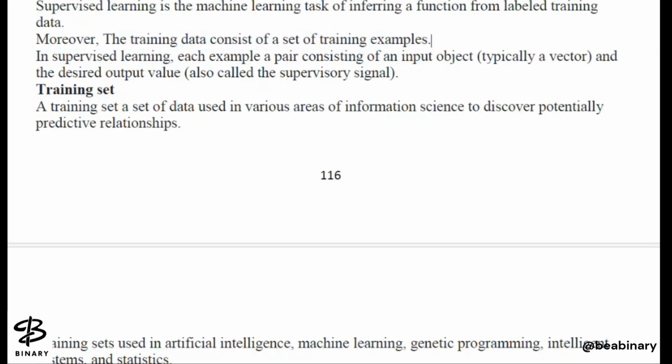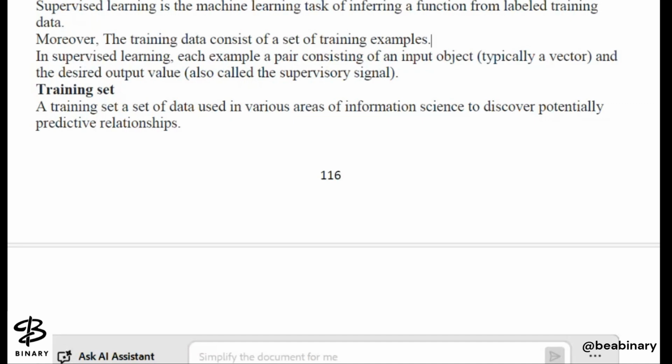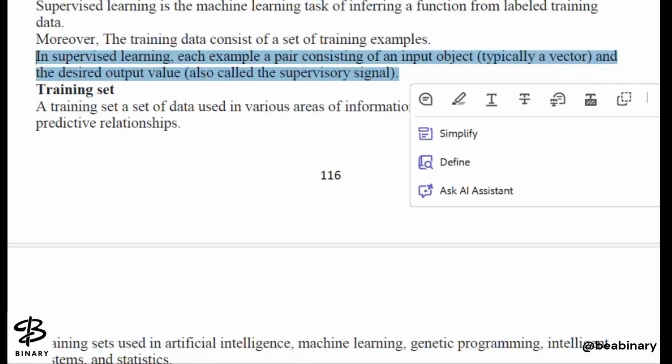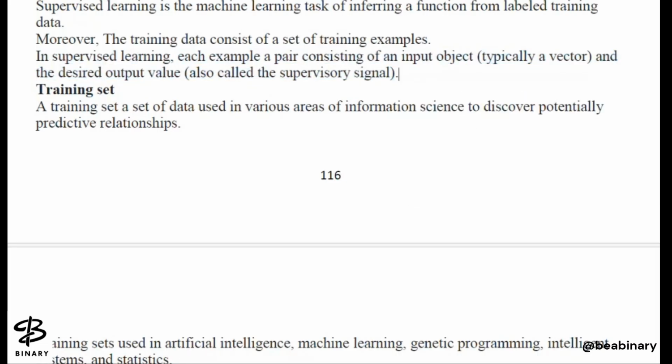Okay. In supervised learning, we have talked many times about supervised learning. Simply what we are saying is that in supervised learning, each example is a pair consisting of an input object, typically a vector, and the desired output value, also called the supervisory signal. Training set. A training set is a set of data used in various areas of information science to discover potentially predictive relationships that can be applied to new data.